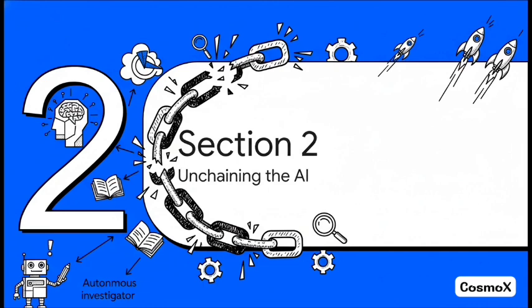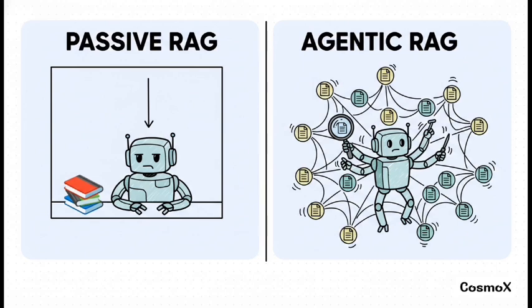This is where it gets exciting. Welcome to Section 2, Unchaining the AI Researcher. We are about to promote our AI from just a passive reader to a truly active, autonomous investigator. And this slide just lays it out perfectly. On the left, you've got passive RAG. The AI is stuck inside a box with a fixed reading list. But on the right, you have agentic RAG. Here, the AI is unleashed to actively go out and explore an entire web of knowledge, finding the answer for itself. I mean, this isn't just a tiny tweak. It's a total game changer for AI autonomy.